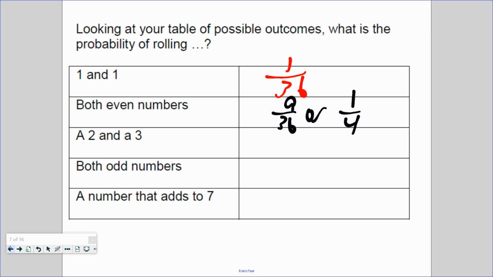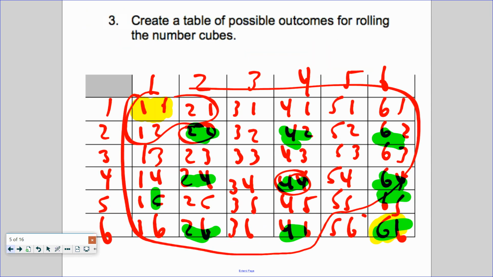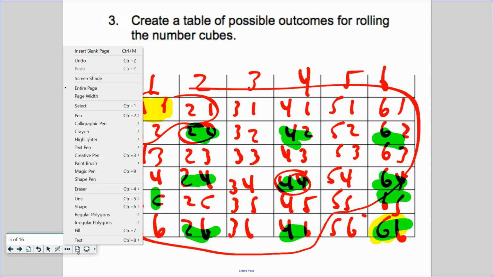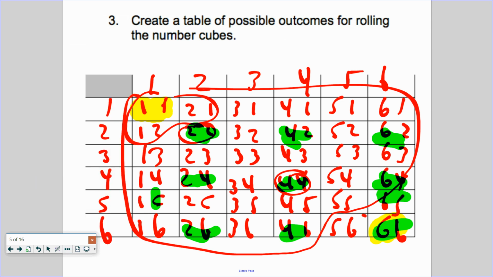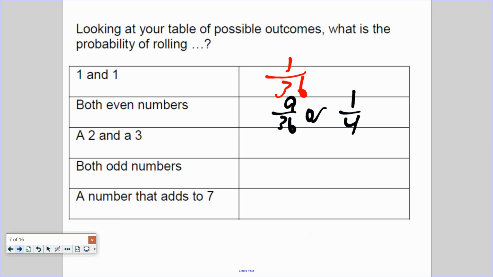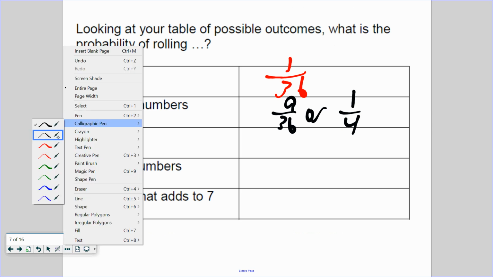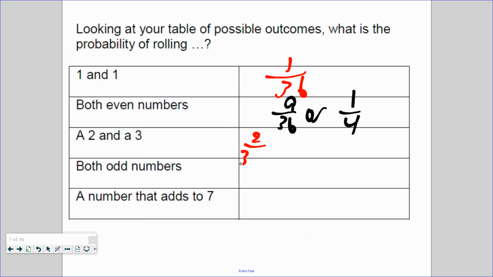Rolling a 2 and a 3. How many 2s and 3s? Let me use a different highlighter. 2 and 3. Here's a 2 and a 3. Here's a 2 and a 3. Any other 2 and 3? That's only a 2 out of 36 chance of that happening, which simplifies to a 1/18 chance.